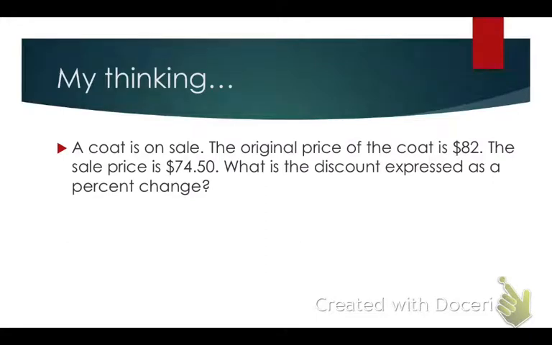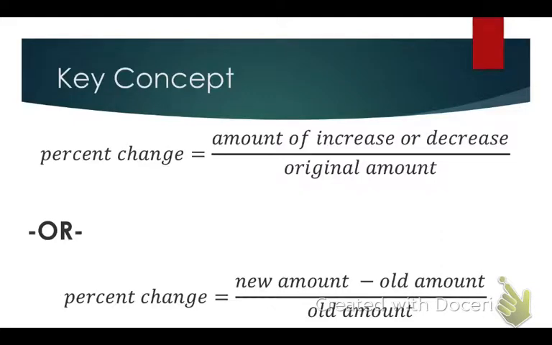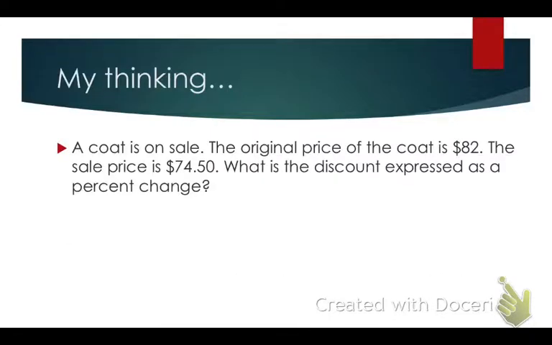So, let me go through one real quick and then you can try one on your own. So, a coat is on sale. The original price of the coat is $82. The sale price is $74.50. What is the discount expressed as a percent change? So if I go back, I need to think about new amount minus the old amount divided by the old amount.